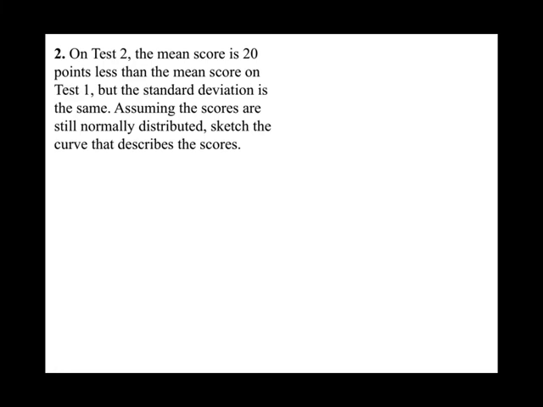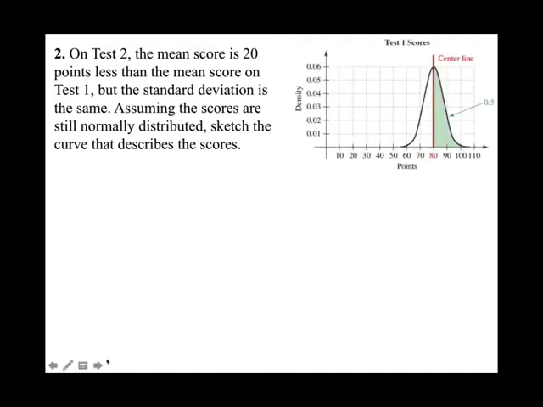Number 2, on test 2, the mean score is 20 points less than the mean score on test 1, but the standard deviation is the same. Assuming the scores are still normally distributed, sketch the curve and describe the score. So we have the test 1 score picture looking like this. And then on test 2, the mean score is 20 points less than this one. So we're going to subtract 20 from here, and you know that the mean of the test 2 score will be 60. Okay, it will be like here. But the standard deviation is the same.